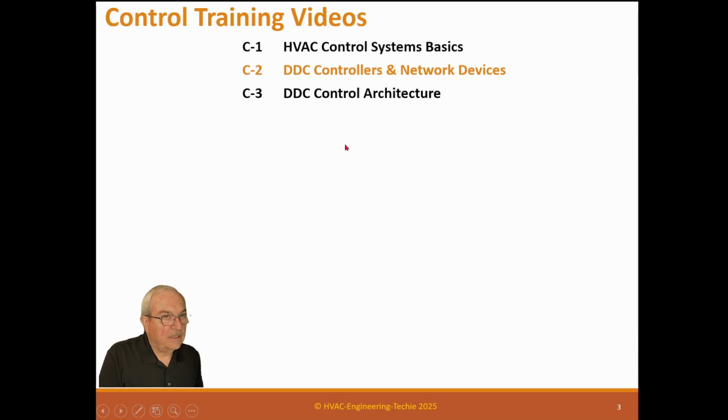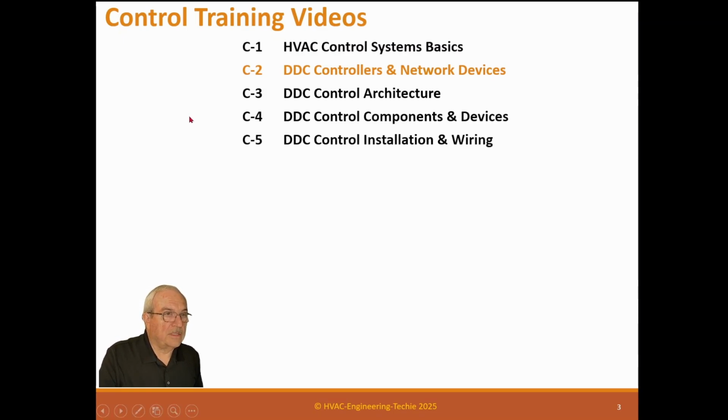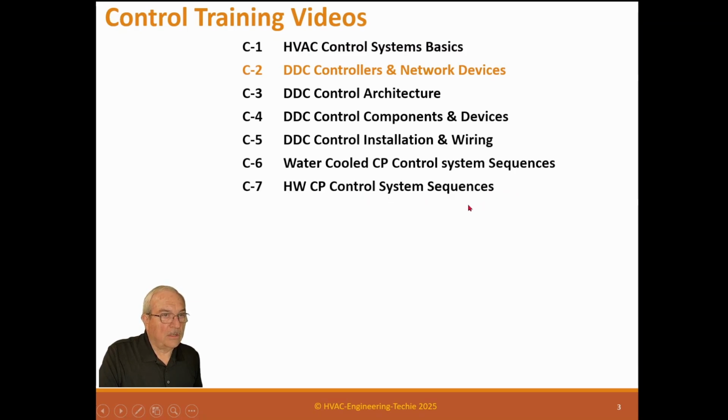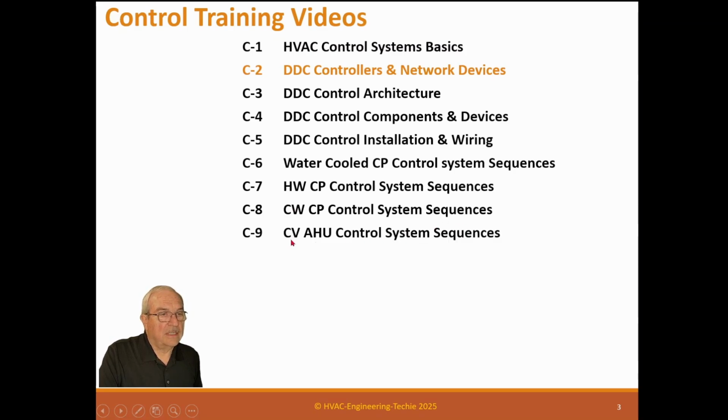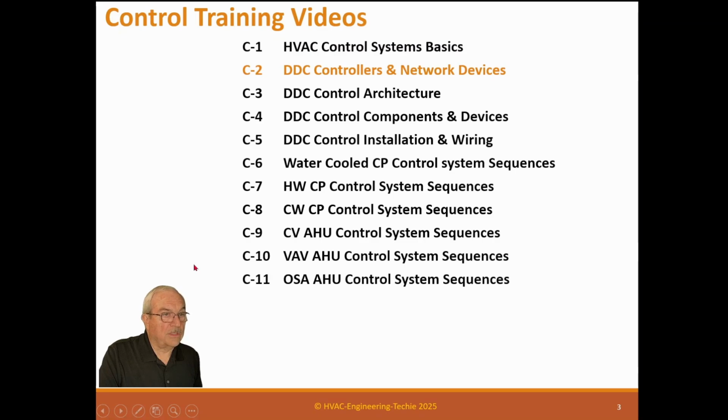C3, DDC control architecture, which shows you the different architectures. C4 is DDC control components and devices. DDC control installation wiring: how to wire this, what's considered quality and what's required. Water-cooled central plant system sequences, hot water control sequences, hot and chilled water central plant sequences. Constant volume air handler control sequences, VAV air handler control system sequences, and outside air control sequences.